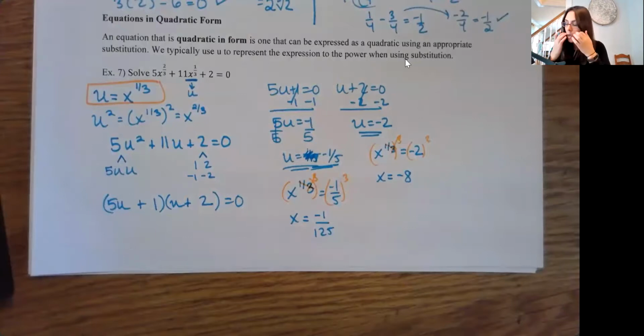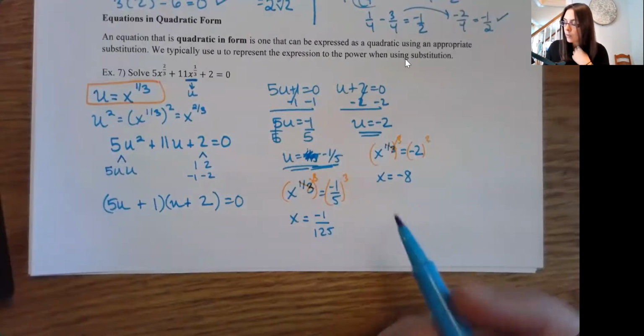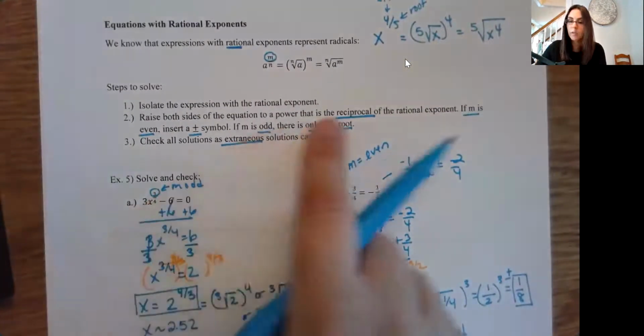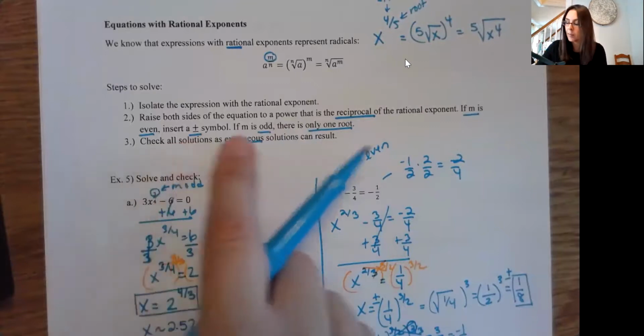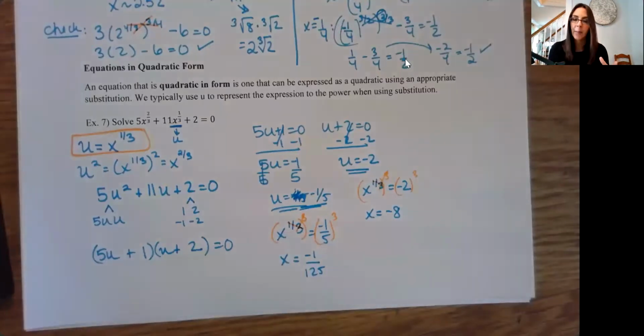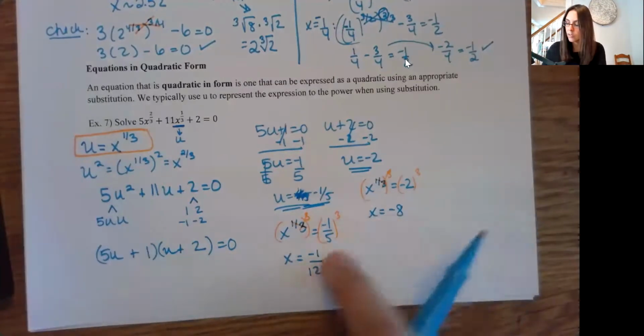Okay. And again, notice here as well, I just want to make this comment that remember when we're solving for rationals, right? If your top number is even, you would use a plus or minus sign. But our top number is odd, so I don't have to worry about that here, right? Our top number is 1. So when I raise it to the 3rd power, I'm not going to have that plus or minus sign. So I have 2 answers here.